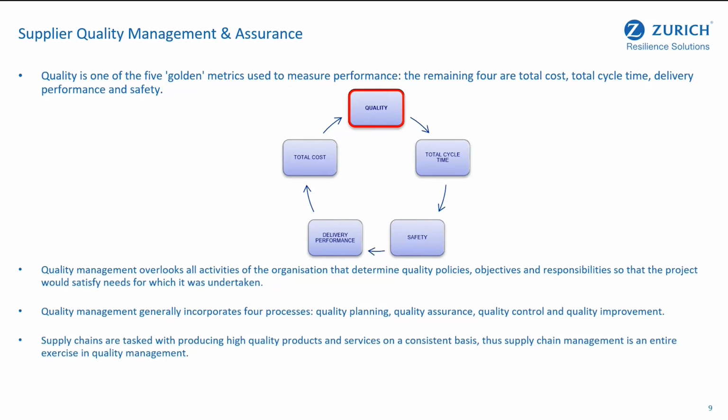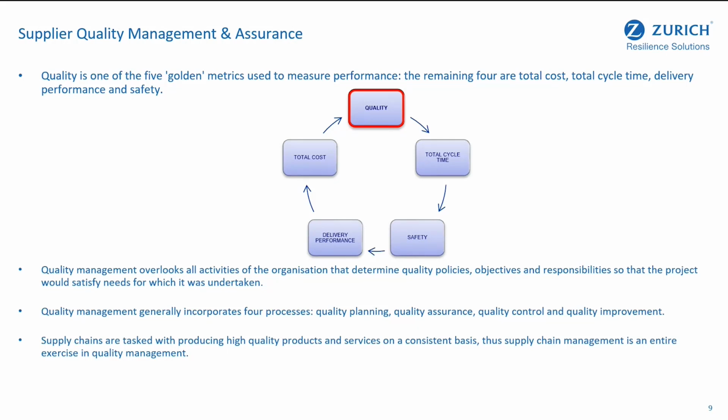So quality management within organizations oversees all activities of the organizations that determine quality policies, from the implementation of quality standards such as ISO 9001, TS16949, AS9000, various different quality policies as it relates to the industries that you work in, objectives and responsibilities, so that the project would satisfy needs for which it was undertaken. So this is either in a project environment or within a manufacturing environment within your organizations.